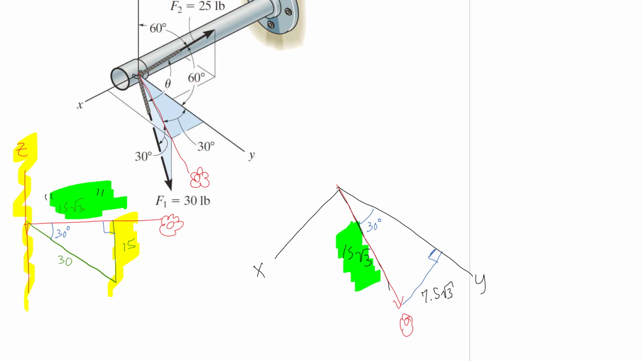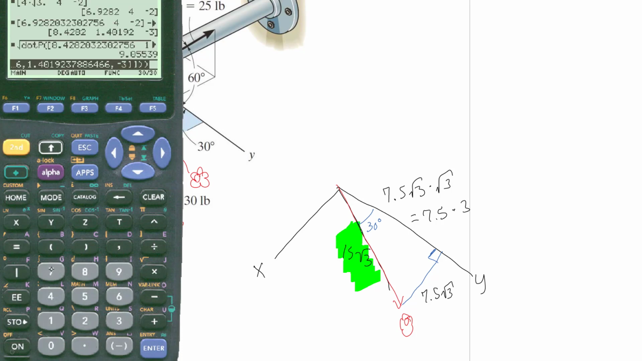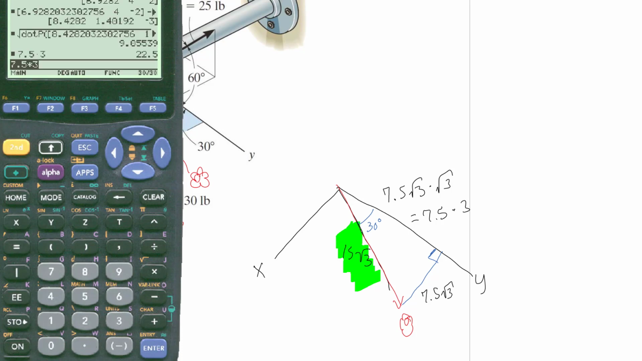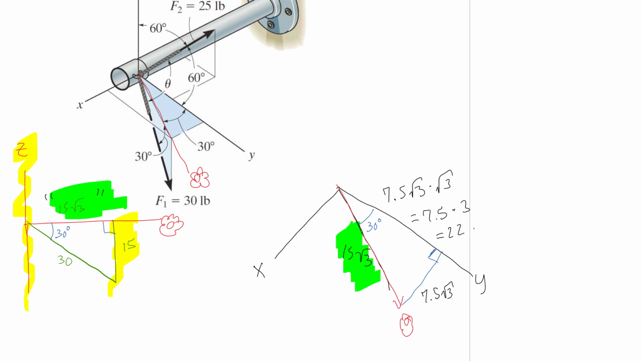And I guess it would be 7.5 square root of 3 times square root of 3. Yeah, 1, 2, square root of 3. So that would just be 7.5 times 3, which I should know off the top of my head, but it's just not happening. 7.5 times 3 is 22.5. Okay.